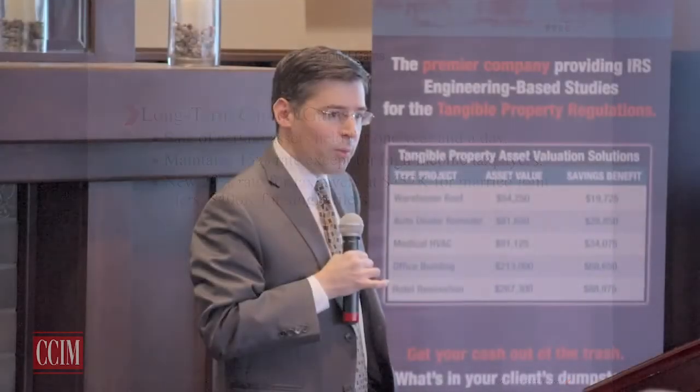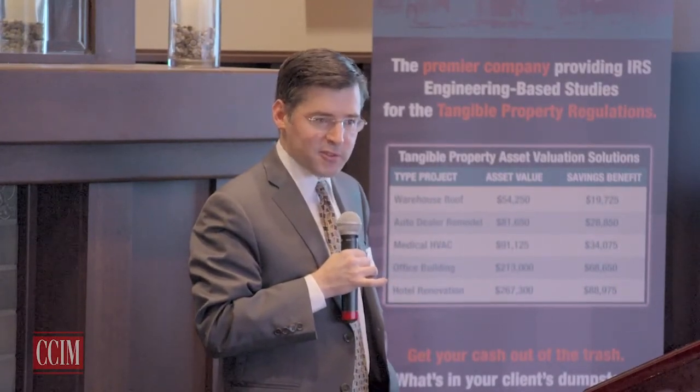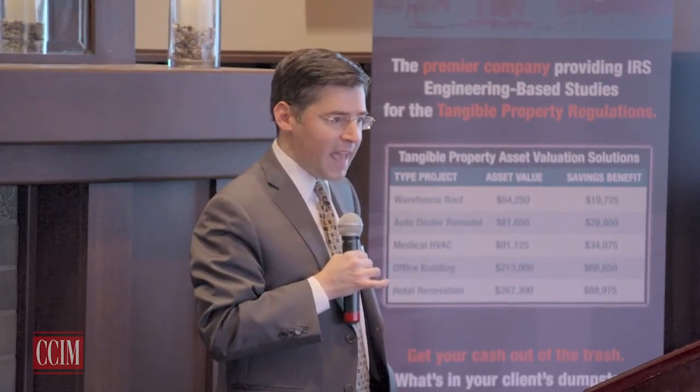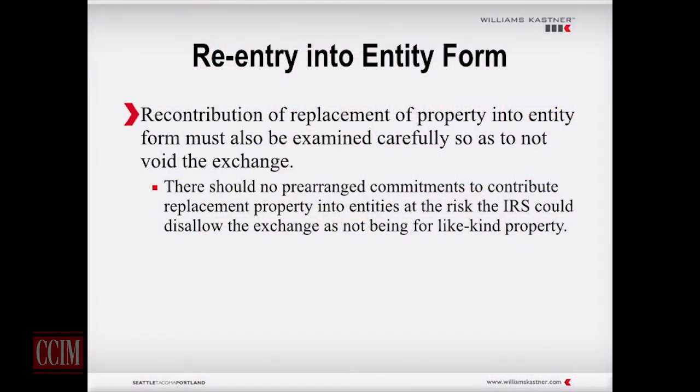1031s are more valuable now with higher tax rates, and with our step-up in basis rule upon death. It really encourages people to continue deferral because tax rates have gone up. And so 1031, I think, is refreshed and reinvigorated, and there's some things you can do.